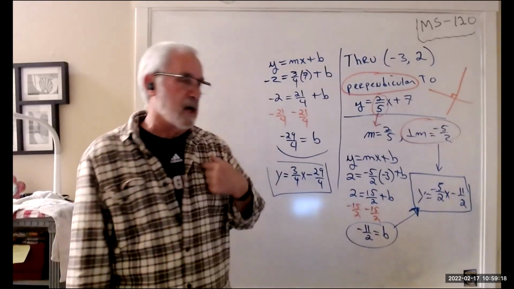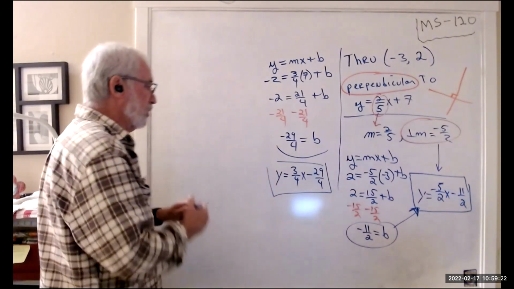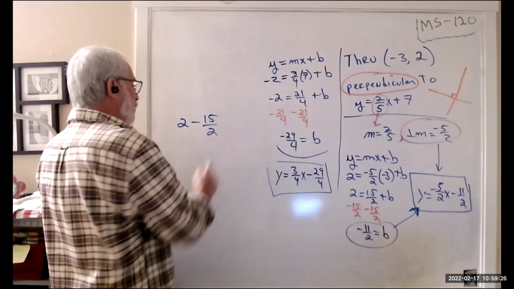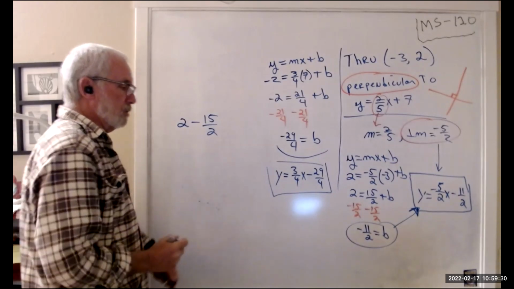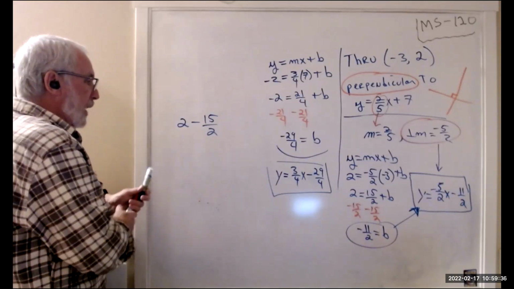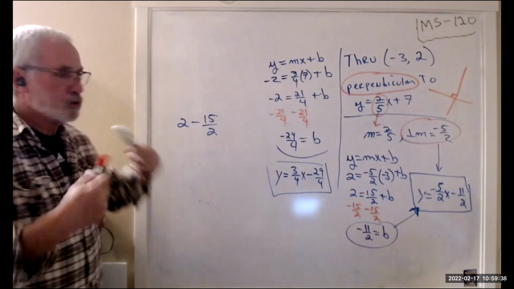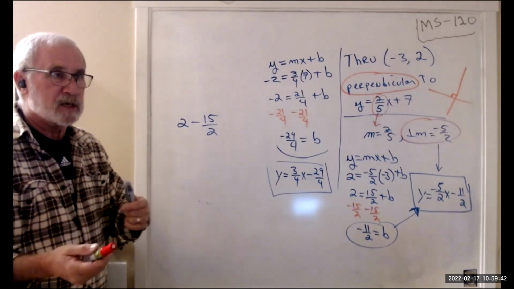How did you get the 11? Well, how did I, or how should you? On my calculator, I just did 2 take away 15 over 2. Oh, okay, I got it. I see what you're saying. What I'm doing in my head real quick is I know that to subtract fractions or add fractions, you have to get a common denominator.